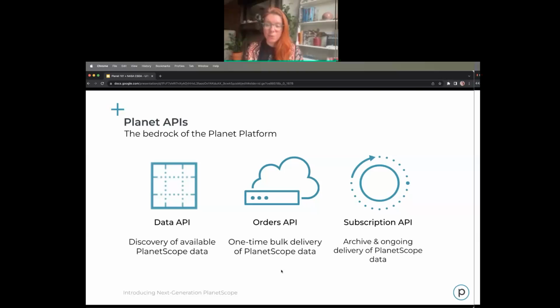So that's the example I gave before of if you have a huge AOI, or even just a small AOI, it doesn't really matter what size it is. If you have an area where you want data to be pulled on a recurring basis, you can set it up through the subscriptions API.